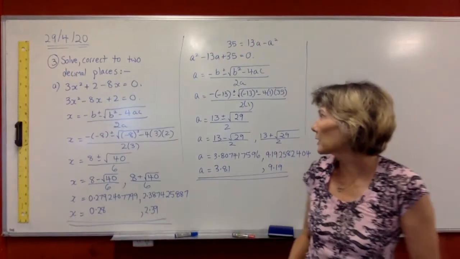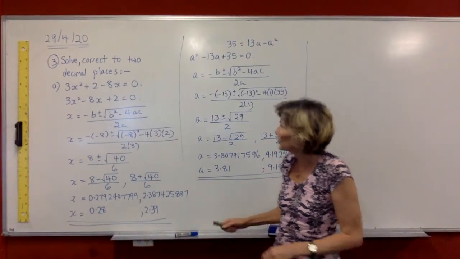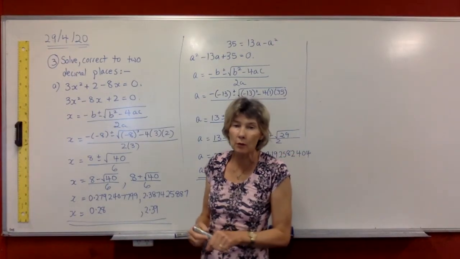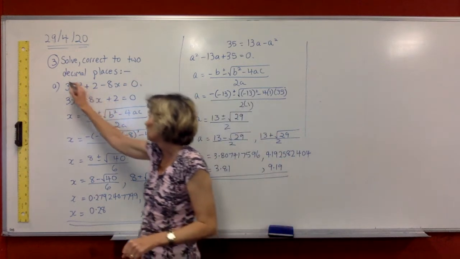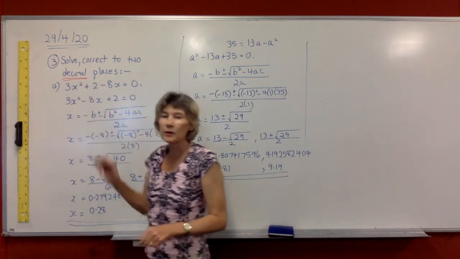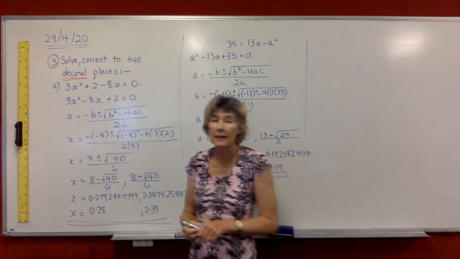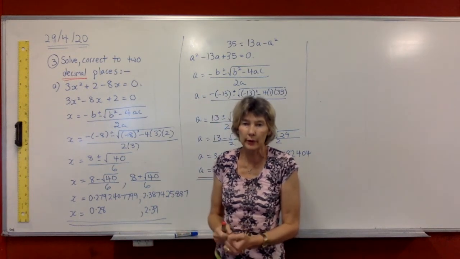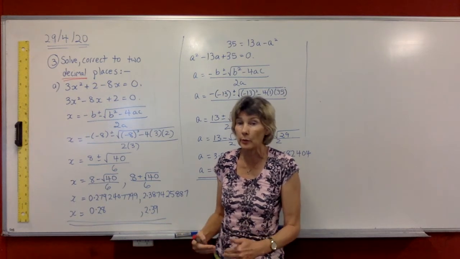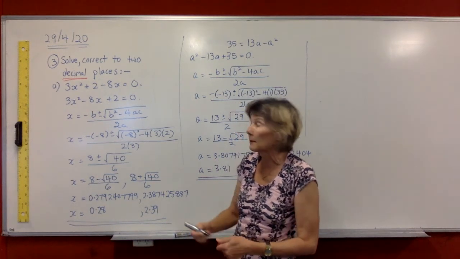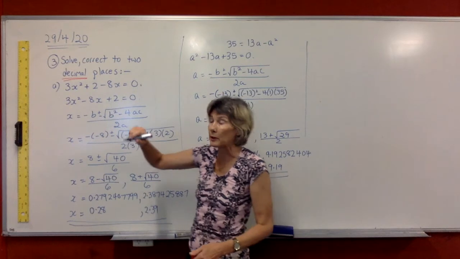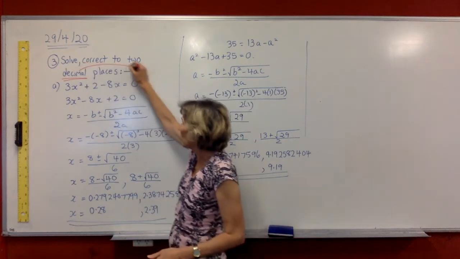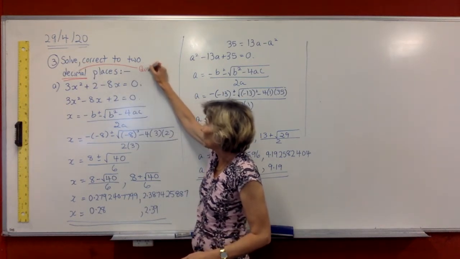Okay, so just continuing on with a couple more questions. This one says solve correct to two decimal places. Whenever they mention the word decimal, it means that the answer was not exact and they've had to round it off to a decimal and then to round off further to decimal places. So whenever the word decimal is mentioned, you can straight away go to your quadratic formula.